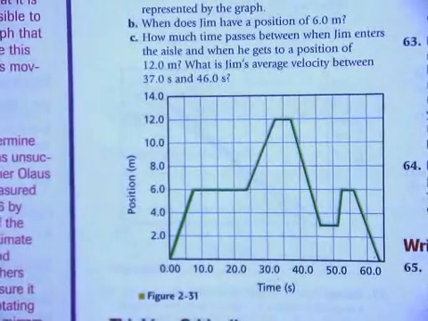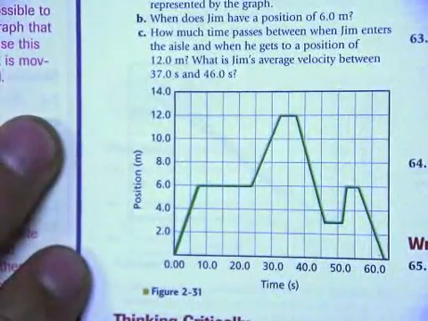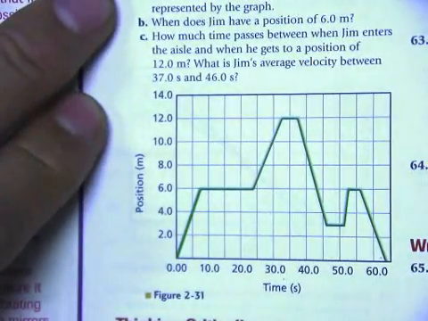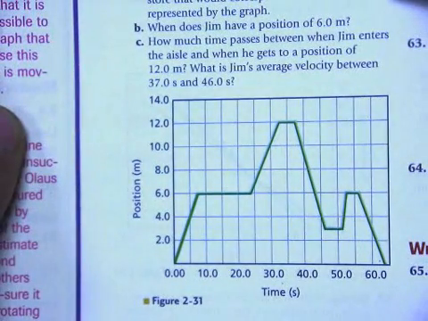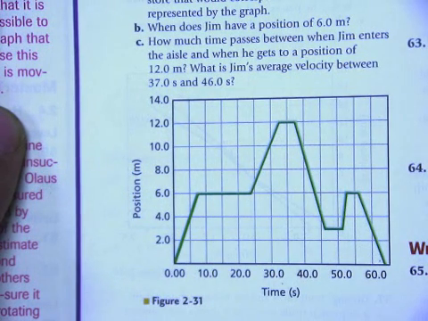So number 60, it shows a position-time graph depicting Jim's movement up and down the aisles at a store. The origin is at one end of the aisle. Write a story describing Jim's movement at the store that would correspond to the motion represented by the graph.